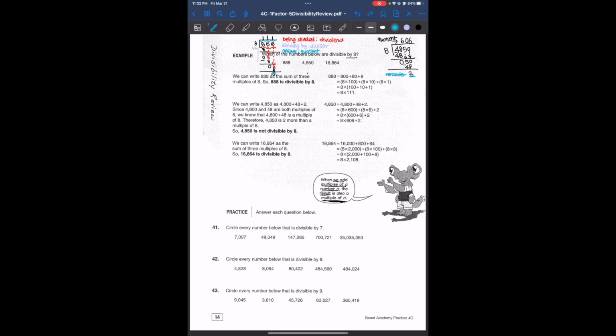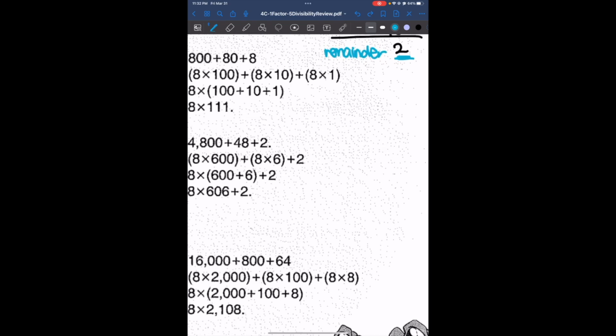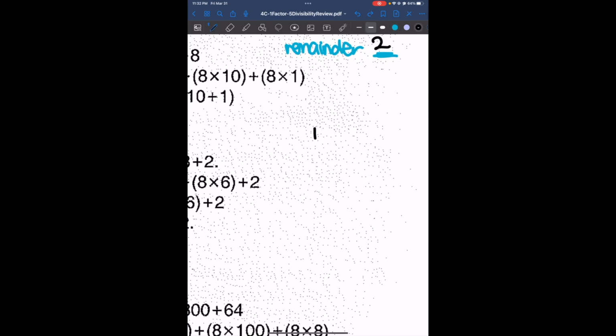Now we'll look at 16,864. Now we're going to divide it by 8. So 8 cannot go into 1 because 8 is greater than 1. So now we're going to look at these two numbers together. So we're going to think of it as having a 0 at the very first. Now 8 can go into 16 twice.